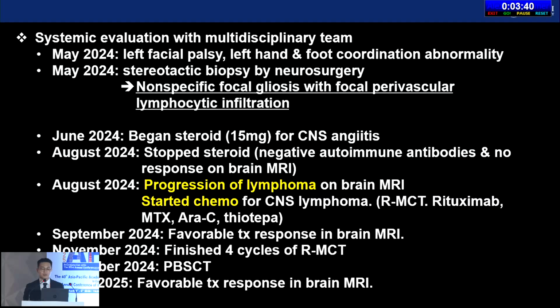By November, she had finished 4 cycles of chemotherapy. And in December, she had undergone peripheral blood stem cell transplant. And until now, March 2025, her MRI results were favorable.